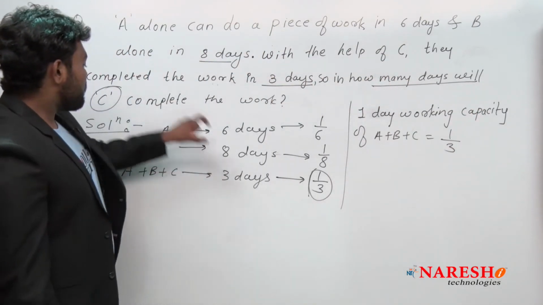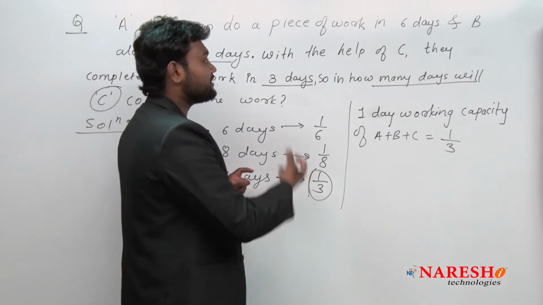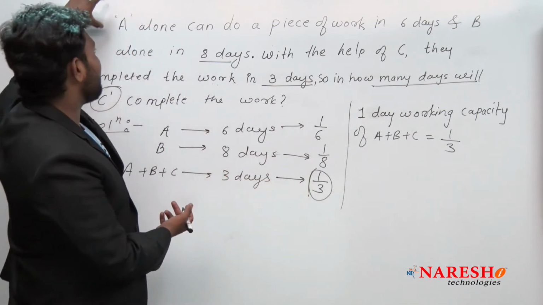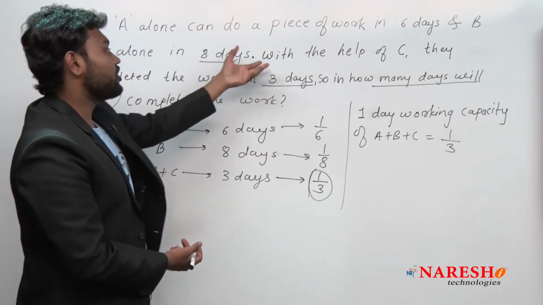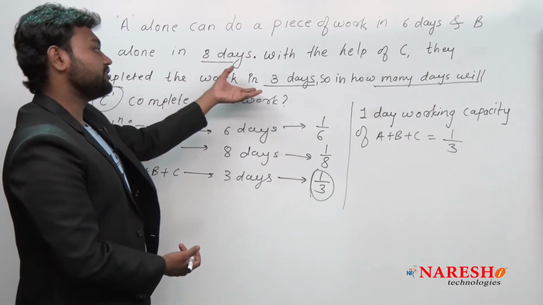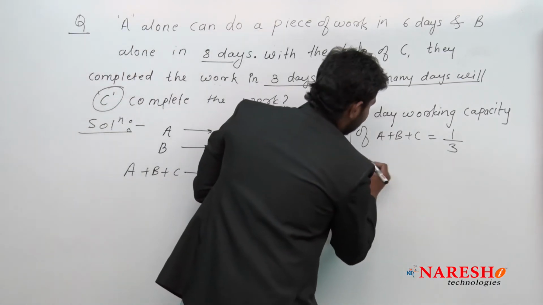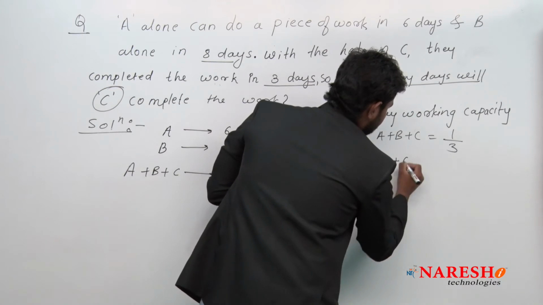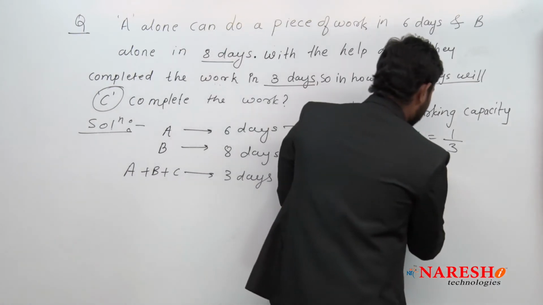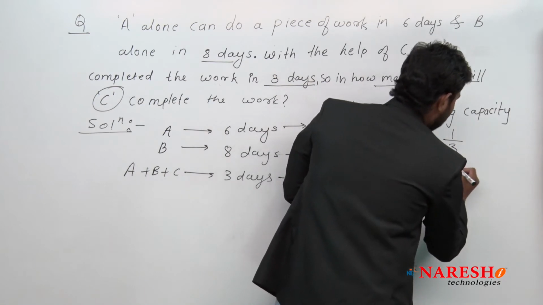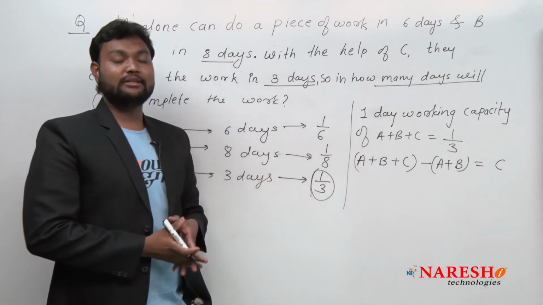We have the working capacity of A and B. In this question, it is mentioned that A alone can complete in 6 days, B alone can complete in 8 days, and with the help of C, they completed in 3 days. Suppose we have A plus B plus C, their work together. From this, if I subtract A plus B, I will get C. The same thing I will do here.